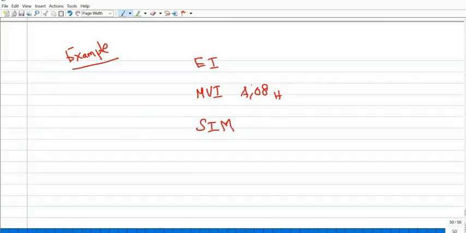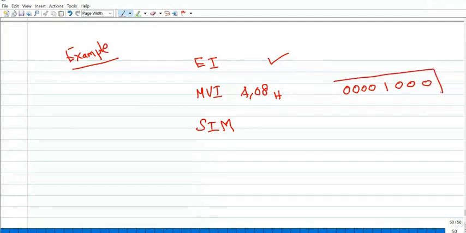So what can you understand from these three instructions? All the interrupts are enabled: RST 7.5, 6.5, 5.5, INTR. Everything is enabled. Before executing the SIM instruction, we have to load the 8-bit information to the accumulator. So what is 08? Hexadecimal 08, equivalent binary 0000 1000. So this is the information stored in the accumulator. When executing the SIM instruction, the processor will read this accumulator data.